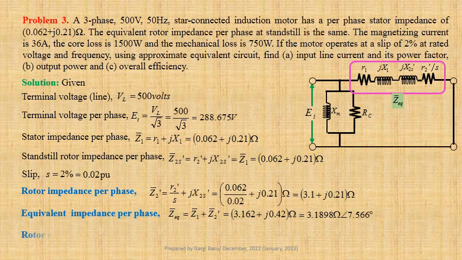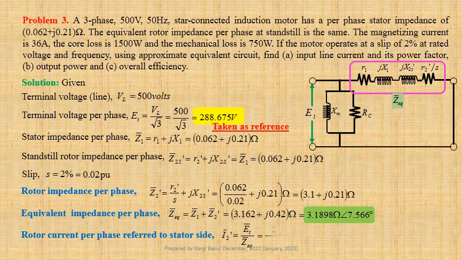Expression for rotor current per phase referred to stator side I2 dash equals ET divided by ZEQ. Taking terminal voltage per phase ET as reference, we get I2 dash equals 288.675 at an angle 0 degree divided by 3.1898 at an angle 7.566 degree, which is approximately equal to 90.5 ampere at an angle minus 7.566 degree.